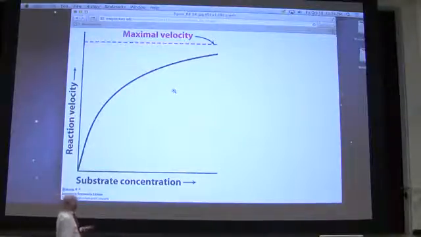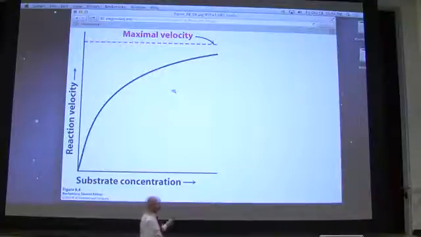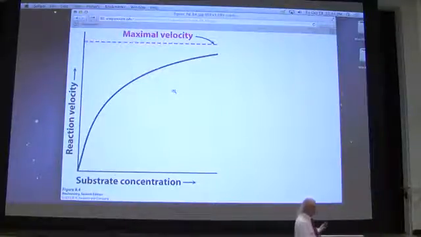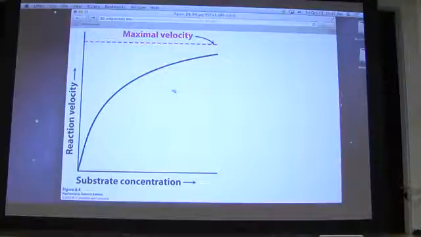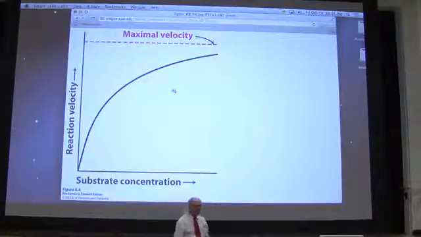When I do that, I see that as I increase the substrate concentration, this plot occurs. That looks kind of like what we saw with myoglobin binding to oxygen. We saw what we call, I didn't give it a name at the time, but I'll give it a name here, a hyperbolic plot. Myoglobin's binding plot for oxygen is hyperbolic. And this plot that I've just described to you, which is called velocity versus substrate concentration, is also a hyperbolic plot.